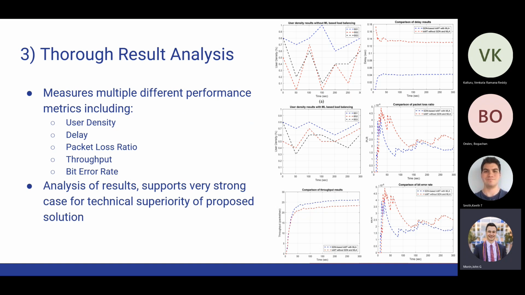So the final strength that this paper exhibited was the results. And so you can see here, there's a whole bunch of varying results, all of which you can visualize. So for example, they have user density. Over here, they have user density without machine learning, and then incorporating machine learning, you can see that they increase there, and so on. And then, working with delay, packet loss, throughput, bit error rate, and so on.